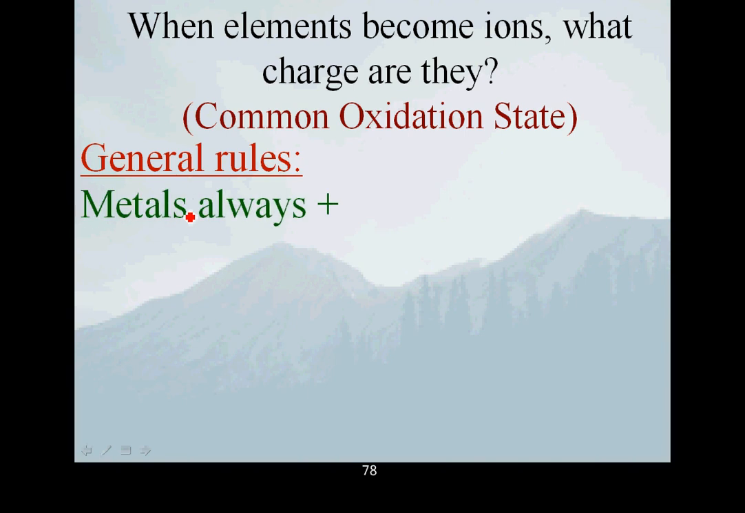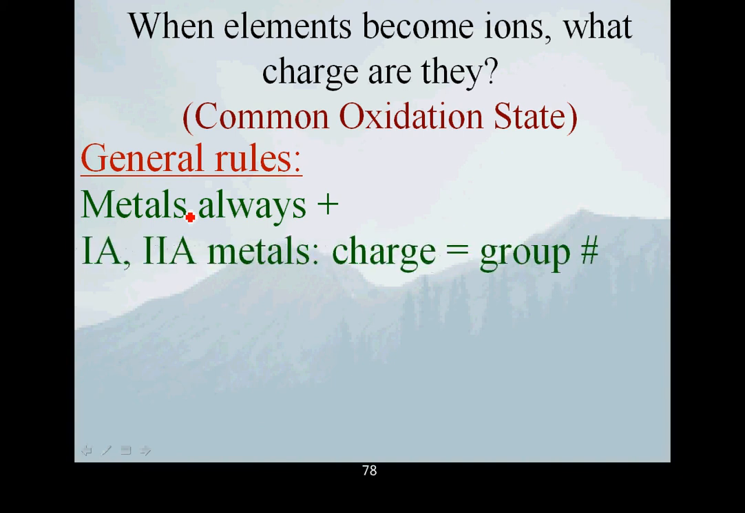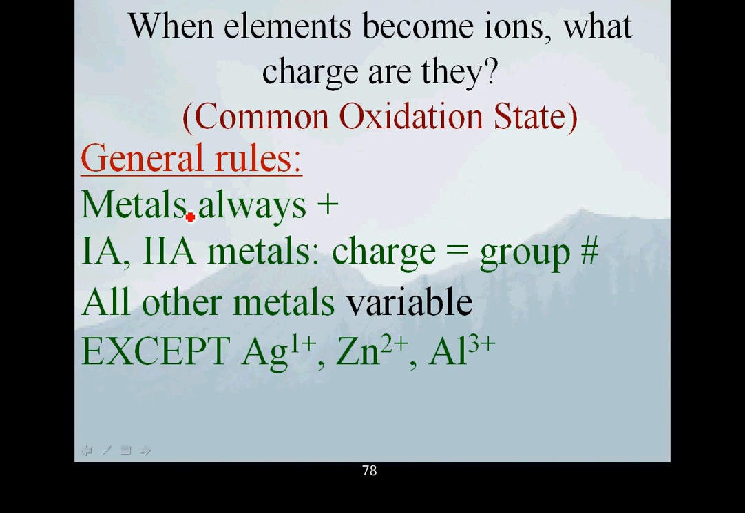So the general rules are that all the metals, so everybody to the left of the stair step, are positive ions. They can never form negative ions. The group 1A and 2A metals, their common oxidation state is actually their group number, so +1 and +2. So sodium, lithium, and potassium are all going to be +1 when they are an ion, and calcium and everybody else in column 2 are going to be +2. Now all the other metals are variable. Everybody else to the left of the stair step.